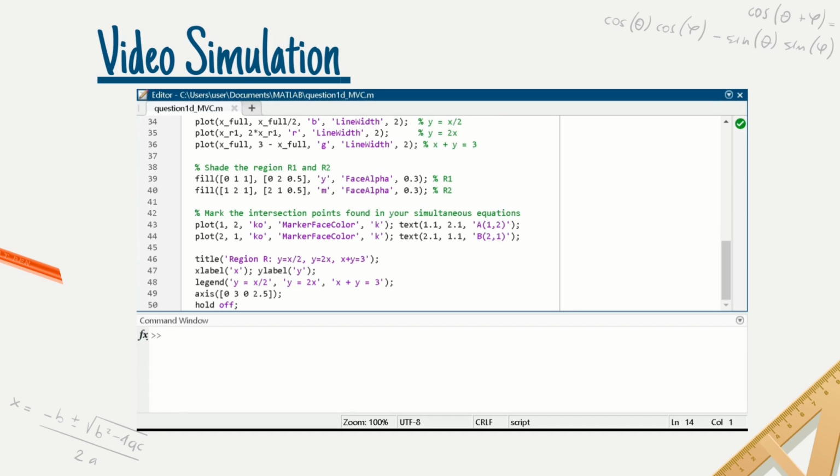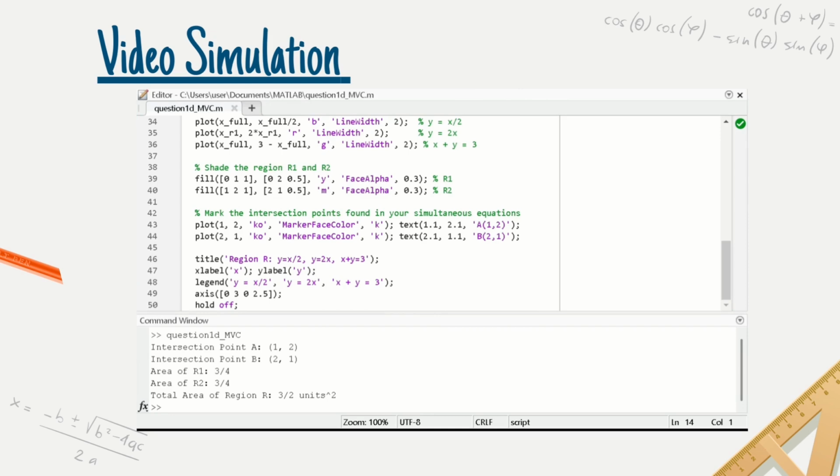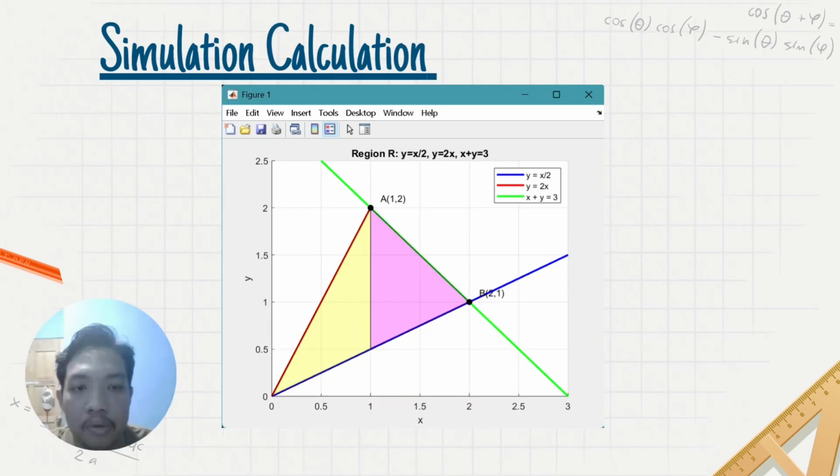So, if we run the coding simulation, we get the intersection point A at (1, 2) and intersection point B at (2, 1). The area of R1 is 3 over 4, the area of R2 is 3 over 4, and the total area of region R equals 3 over 2 units squared. The coding simulation for question 1D also generates a graph for this question.